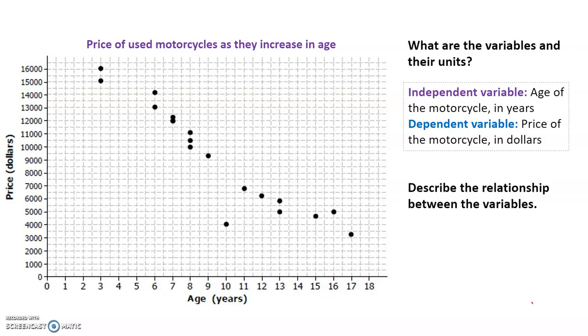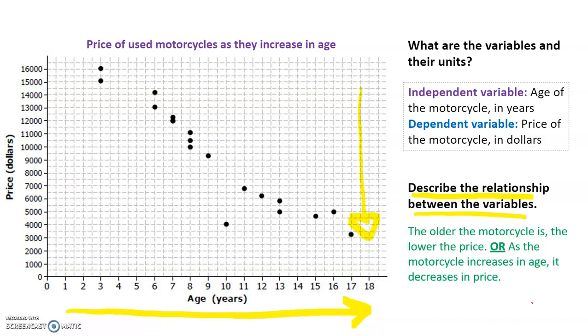Now it asks us to describe the relationship between the variables. So if we have a look at each axis, we can see that as the motorcycle is getting older, the price is going down. So I've written that in two different ways. The older the motorcycle is, the lower the price, or as the motorcycle increases in age, it decreases in price.